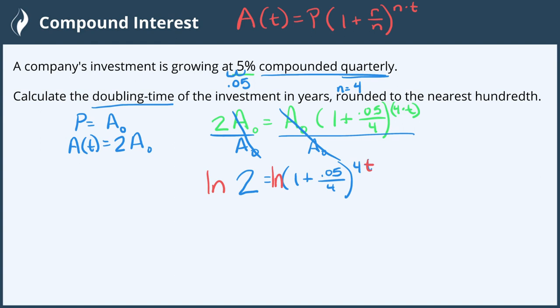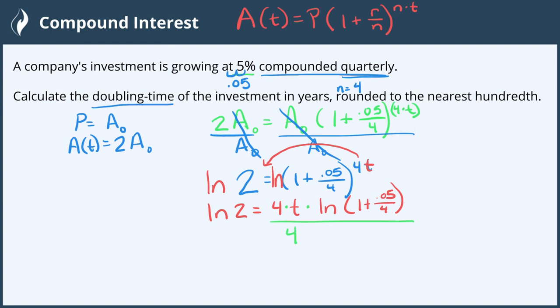If we take the ln of both sides, then it keeps the equal sign balanced. Now we can use our rules of logarithm, and the power rule brings the exponent down in front. So we end up with ln of 2 equals 4 times t times the ln of 1 plus 0.05 over 4. Now that our variable is out of the exponent, we can continue solving for the variable by isolating it. And that means that in this case, we need to do the opposite operation. Because it's being multiplied to the 4 and the ln, we'll divide both sides by 4 ln of 1 plus 0.05 over 4 on both sides.